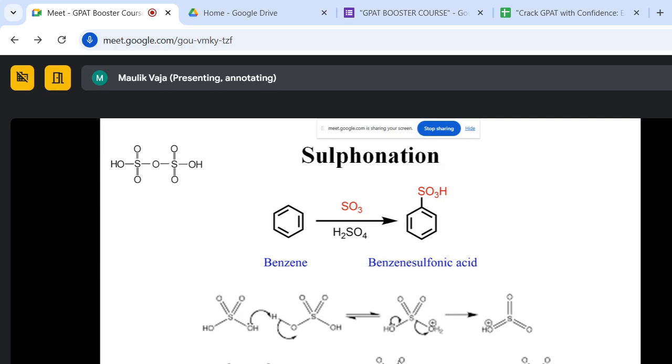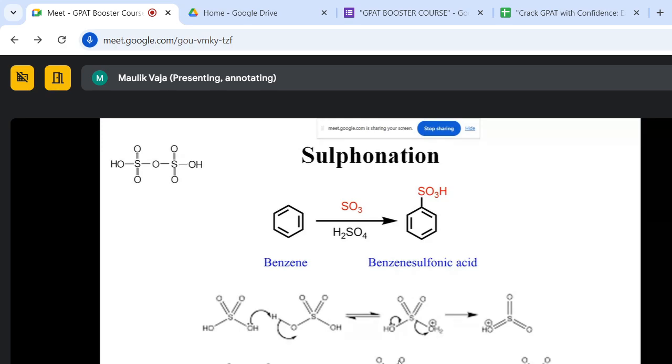So what will be the answer? Can anyone say? Can anyone answer this question? Which reagent? I will type in the text box. Oleum, very good. Okay, Yoga Chaitanya.